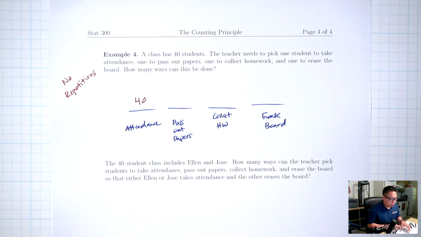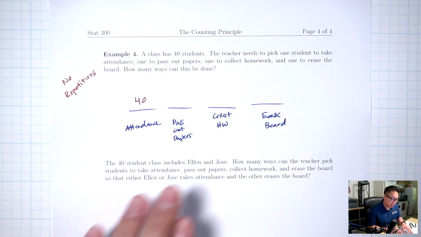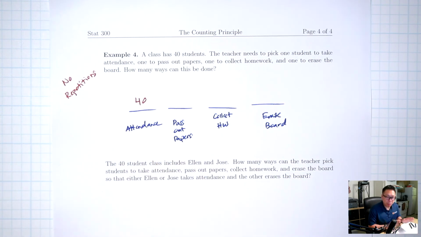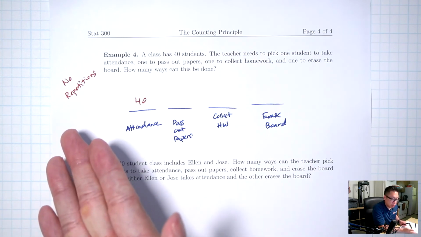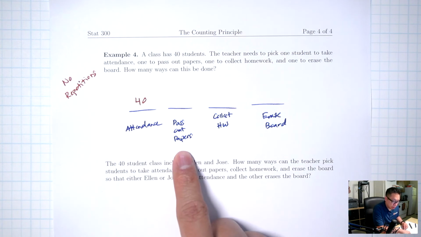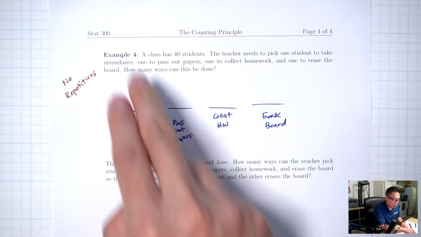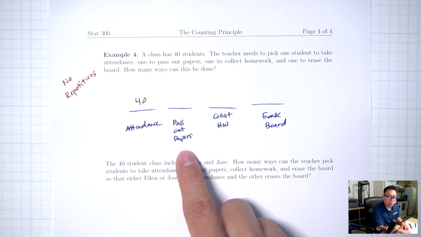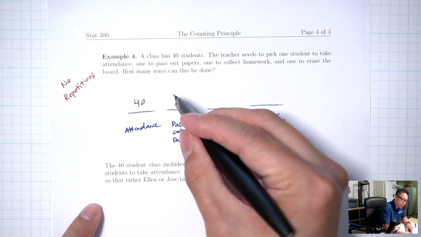And that's because whoever I pick to take attendance, I don't want to pick the same person to pass out papers, right? I don't want to pick the same person to do two jobs. So because no repetitions, for the second blank, I don't have the full 40 anymore, right? I picked one person for attendance already, which means I should be down to 39.